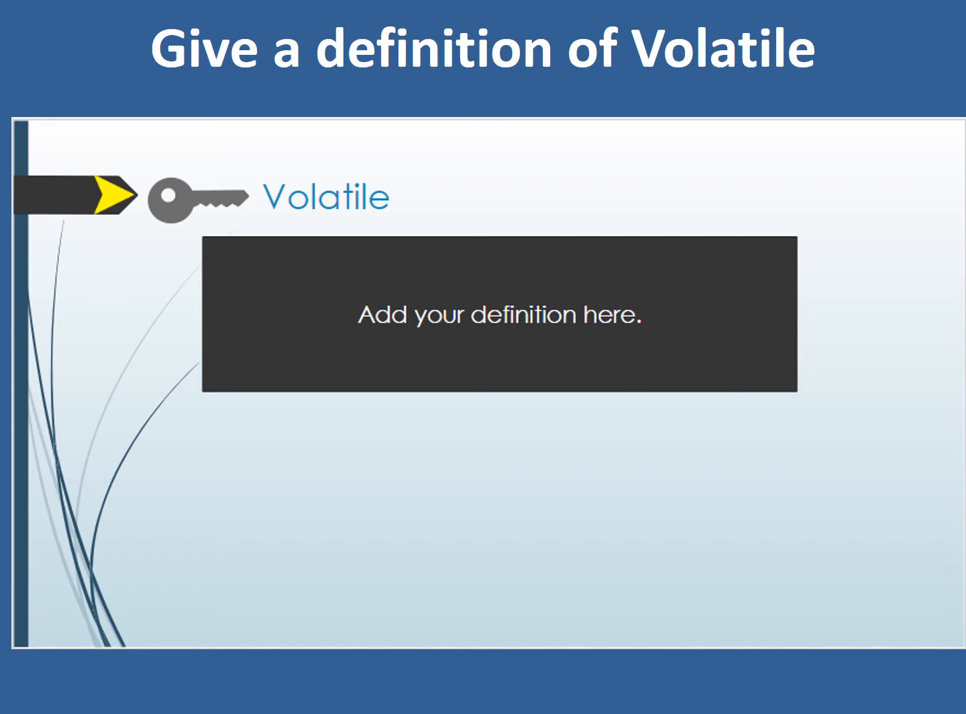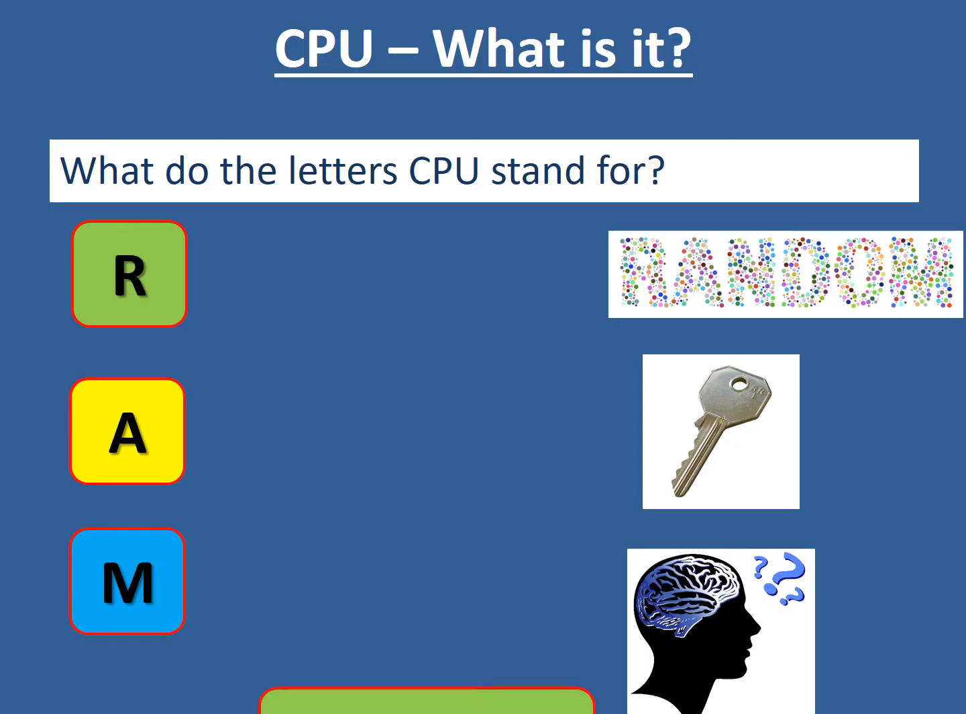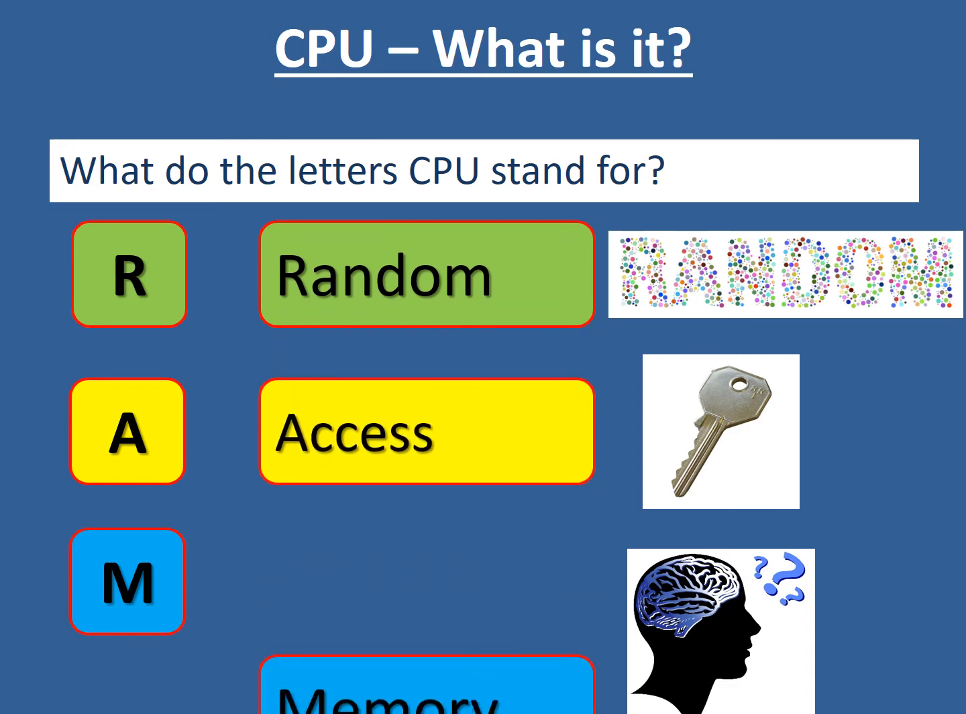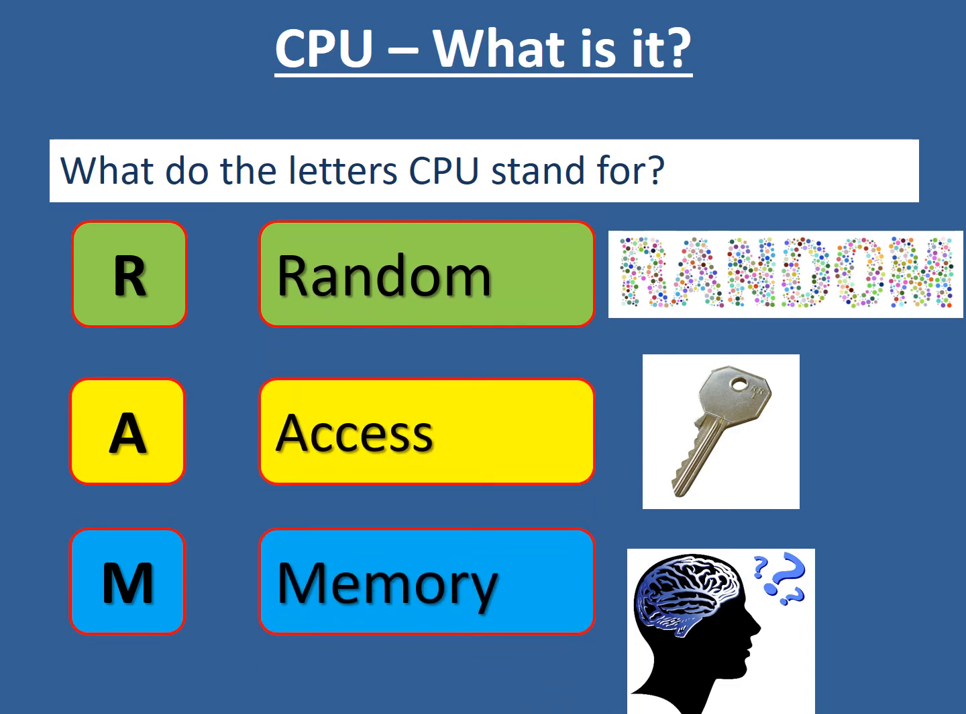So volatile. Volatile means data that is lost when the computer is switched off, because the memory or storage would need power. And this is the opposite to non-volatile, which means that data isn't lost when we turn off a computer. RAM is volatile, whereas USBs, hard drives and secondary storage is non-volatile. So what does RAM stand for? It stands for Random Access Memory.